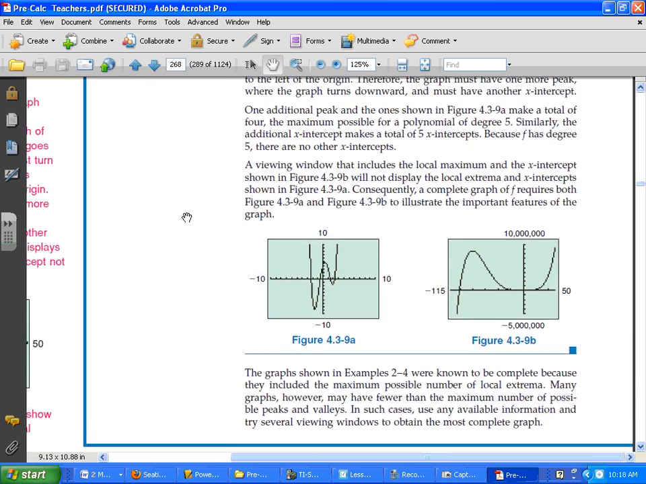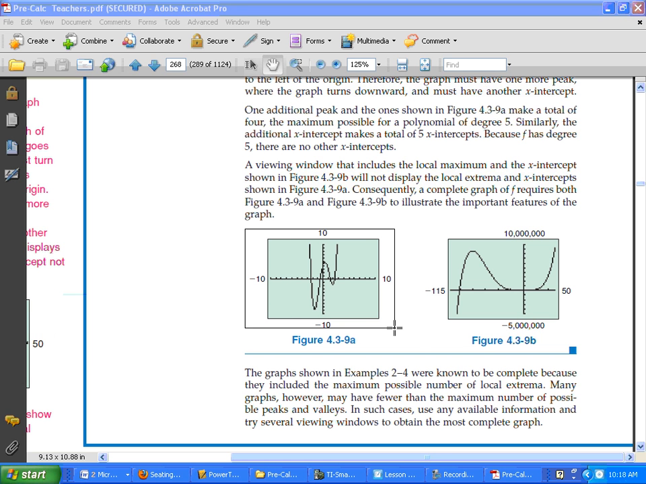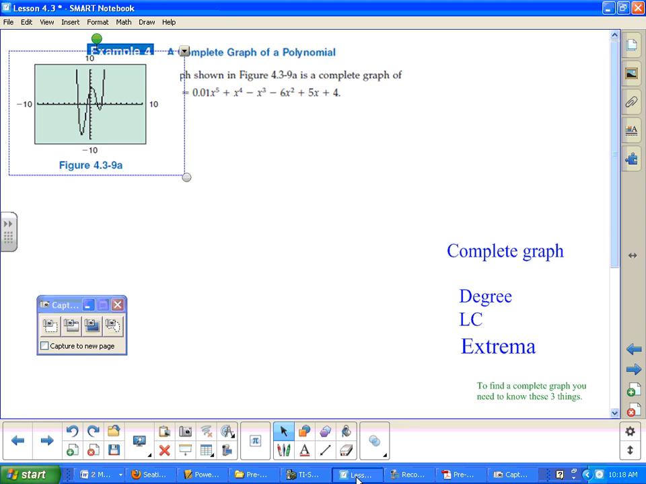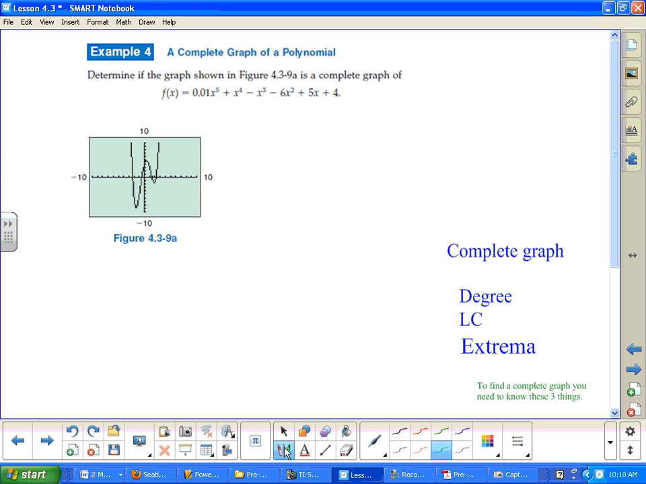Okay, we want to know if this right here, figure 3.9a, shows a complete graph or not. And here's the thing. So I look at the graph here, and is it a complete graph or not? Well, how do I know? We need to check the degree, compare the leading coefficient, and check the number of extrema. So we need to know those three things.